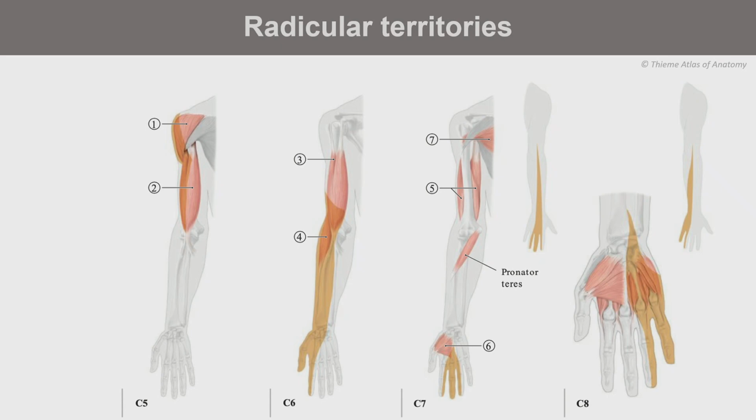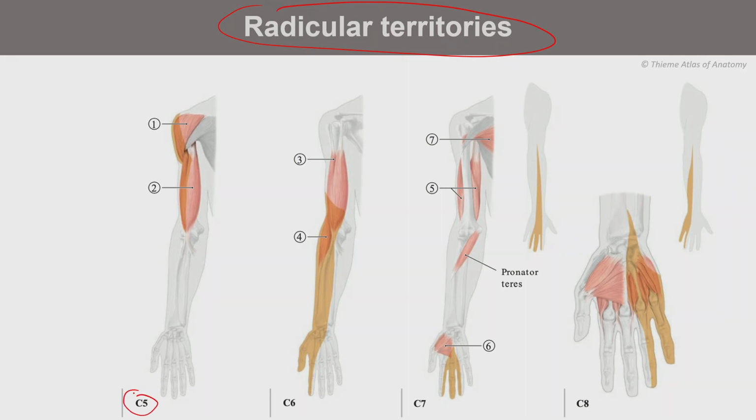So the distribution of innervation is also very important. I have here one note about radicular territories. We know which territories are innervated by some levels of spinal segments. So here it is easy to see where C5 is.